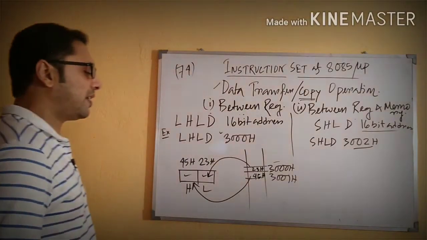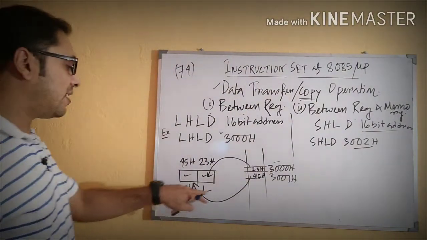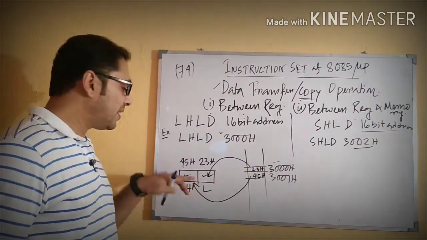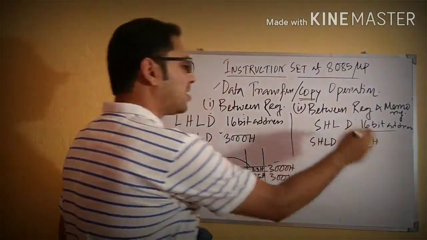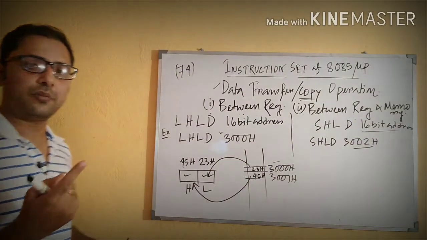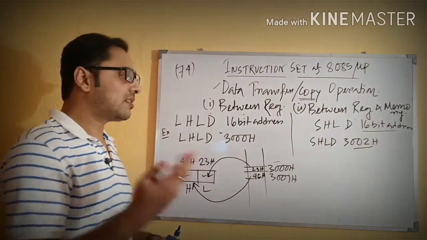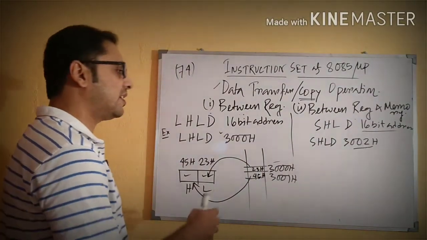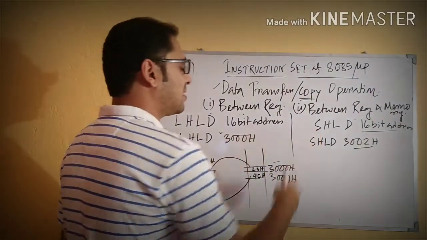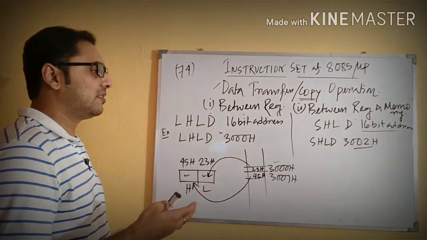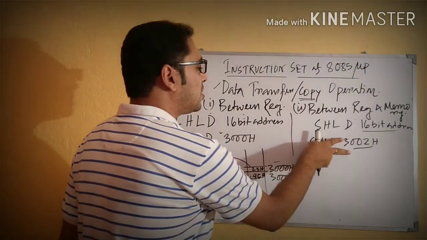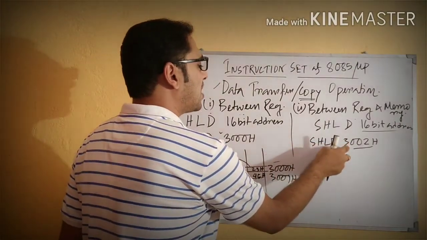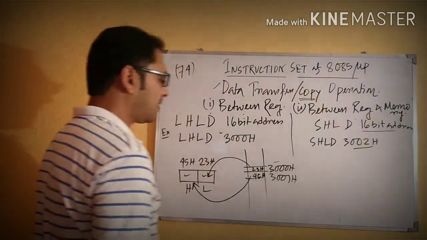Now a second problem arises. If I want to store the HL register pair, that means I want to store 16 bits of information. But at a particular memory location, I can store only 8 bits of information. So what is the solution? The solution is that when we execute this instruction, the processor understands that it has to access 2 consecutive memory locations starting from 3002.